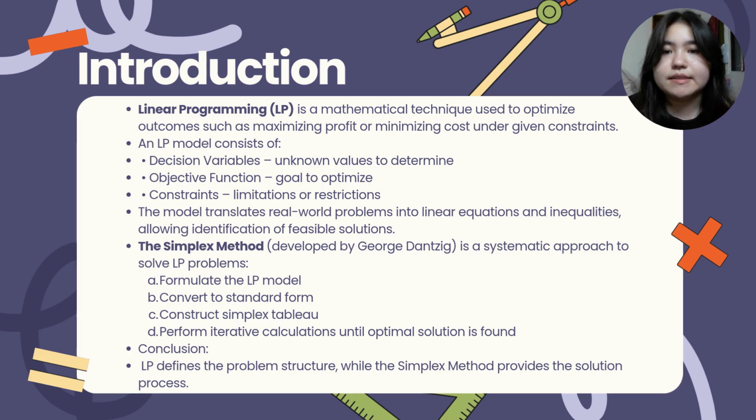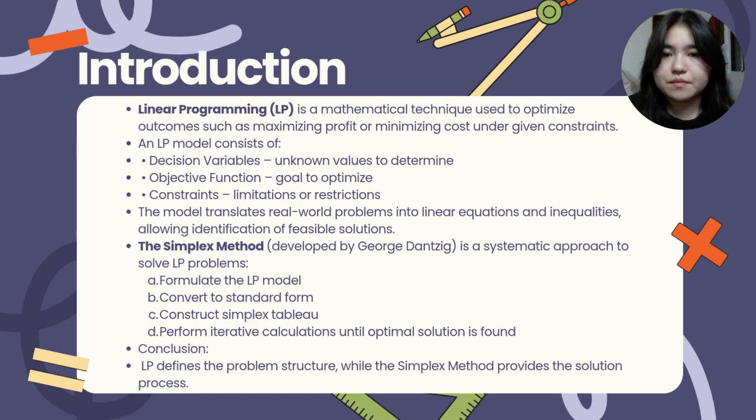The first part is decision variables, which are the unknown values that need to be determined. The second part is the objective function, which represents the goal that we want to optimize, such as maximizing profit or minimizing costs. The third part is constraints, which are the limitations or restrictions in the problem. The model translates real-world problems into linear equations and inequalities, allowing identification of feasible solutions.